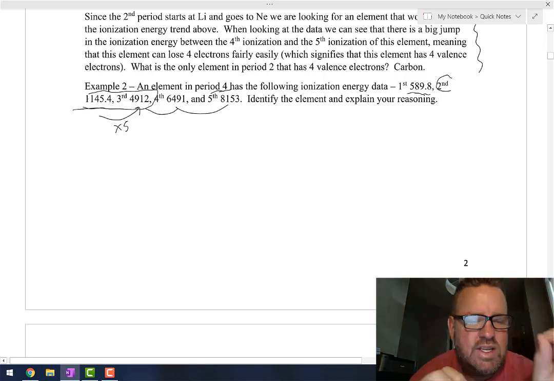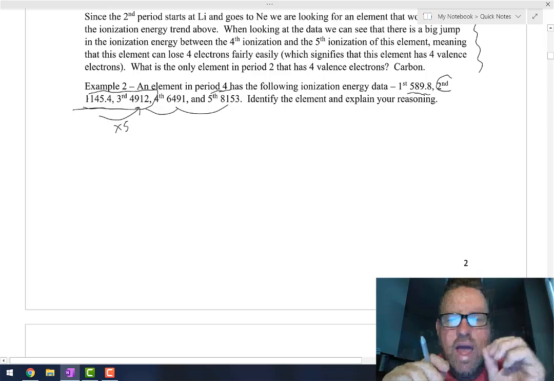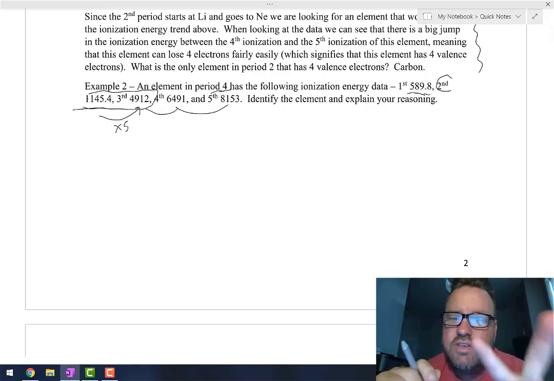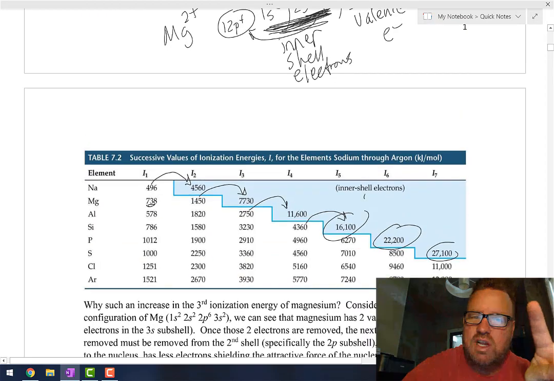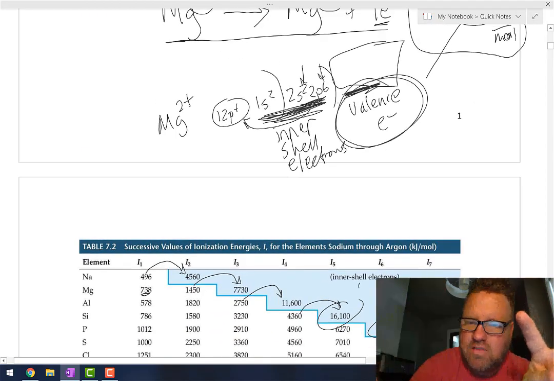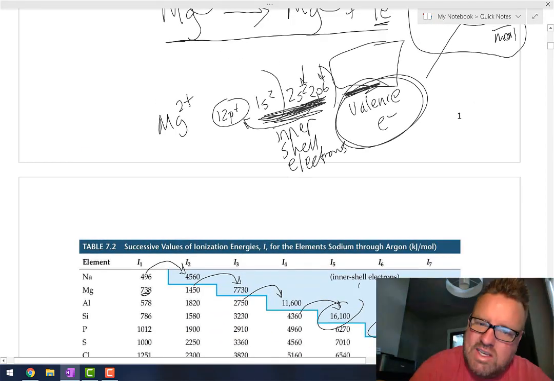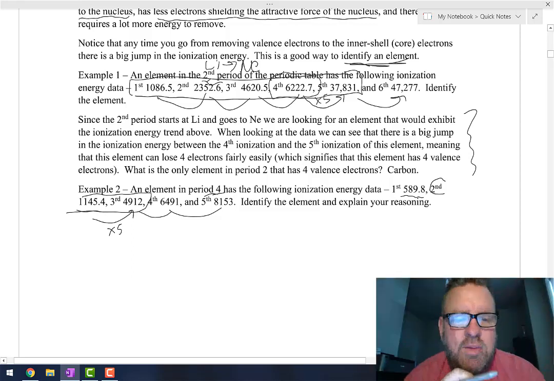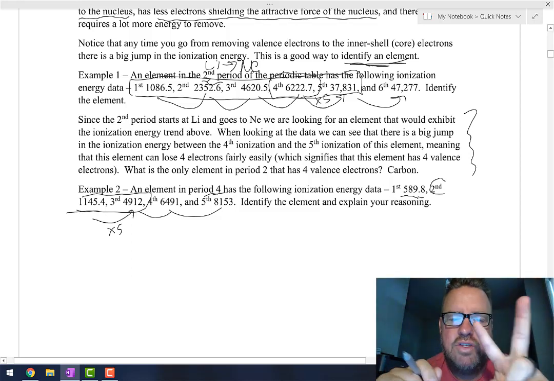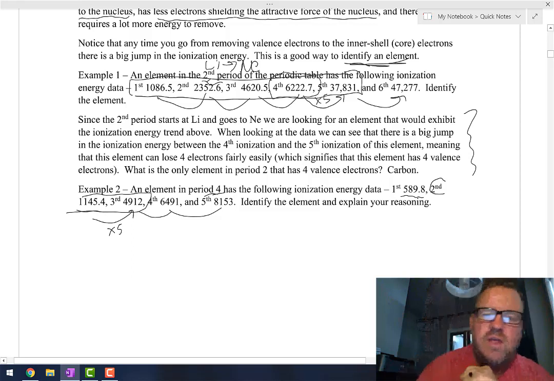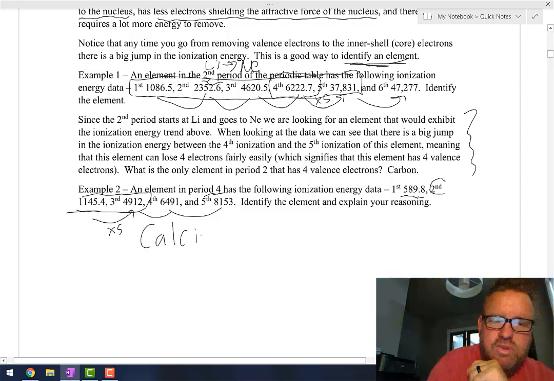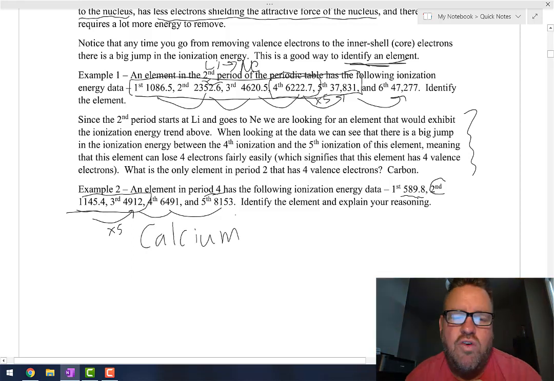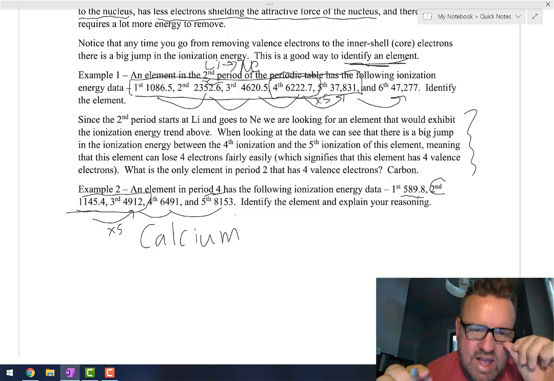So again, what does that tell me? It tells me that this atom can lose 2 electrons fairly easy. And what are those electrons that it loses fairly easy? The valence electrons. But then the next electron to be removed must be an inner shell electron. So what is the only element in period 4 that has 2 valence electrons? Calcium. Okay, so I've identified the element. I've said it's calcium, and how do I know that it's calcium?